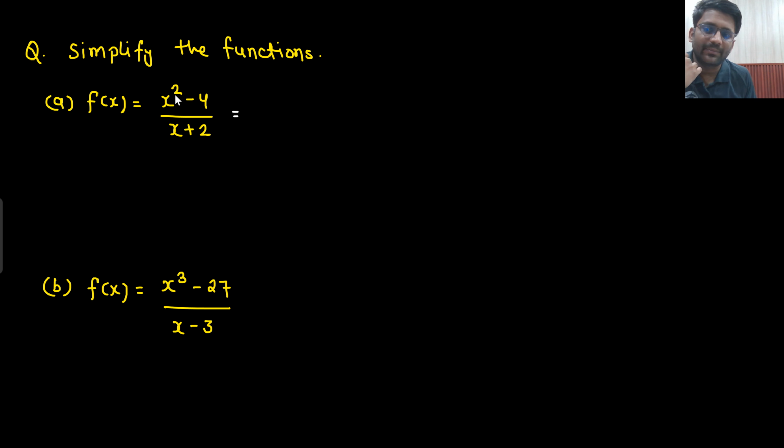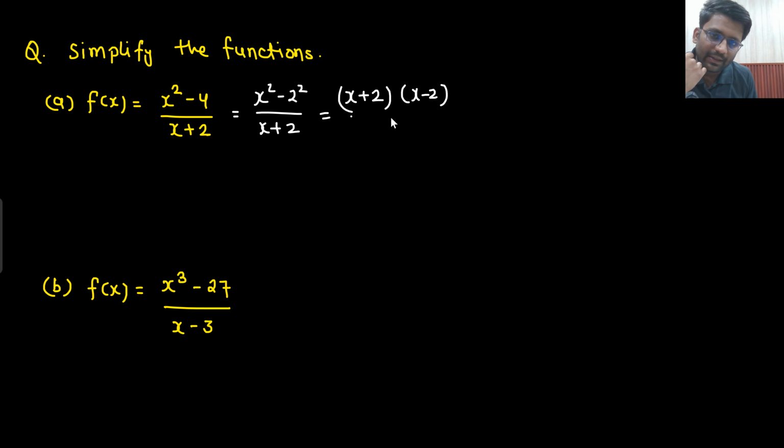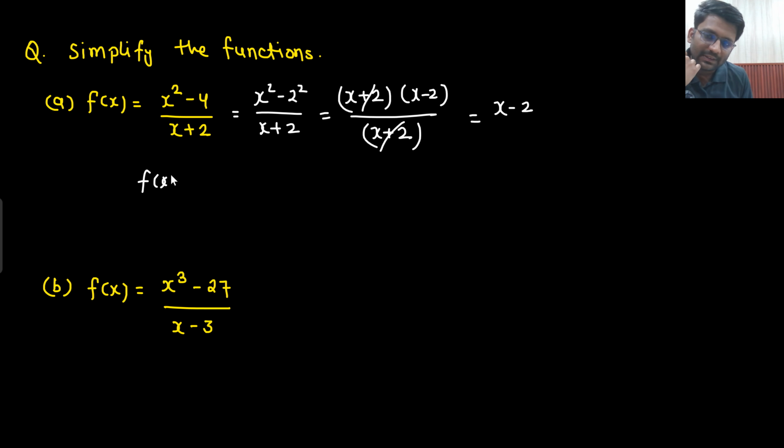Someone would say that, sir, it is simply written x square minus 2 square upon x plus 2. That means, sir, I can apply a square minus b square. So it will be a plus b multiplied by a minus b, divided by x plus 2. Okay. So, sir, x plus 2 and x plus 2 will get cancelled out. So it is coming out to be x minus 2. So, sir, my f of x is x minus 2. So this is the answer, and wrong.